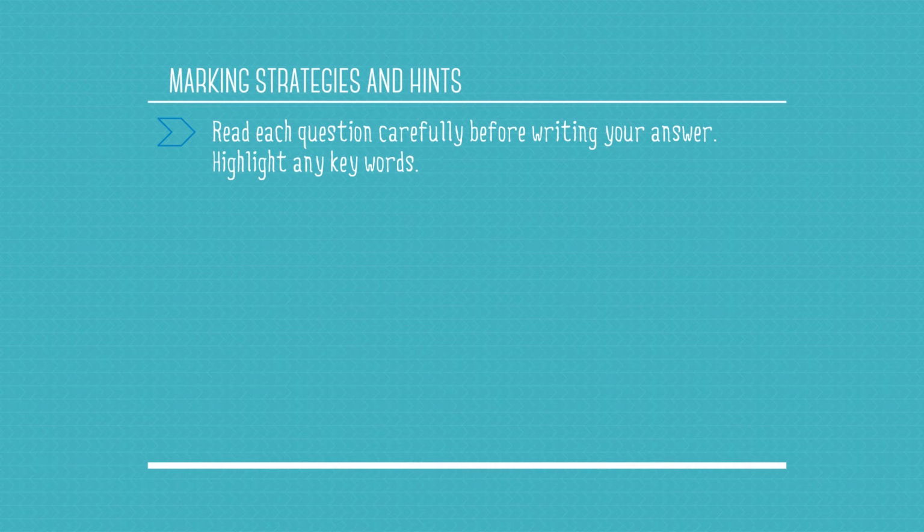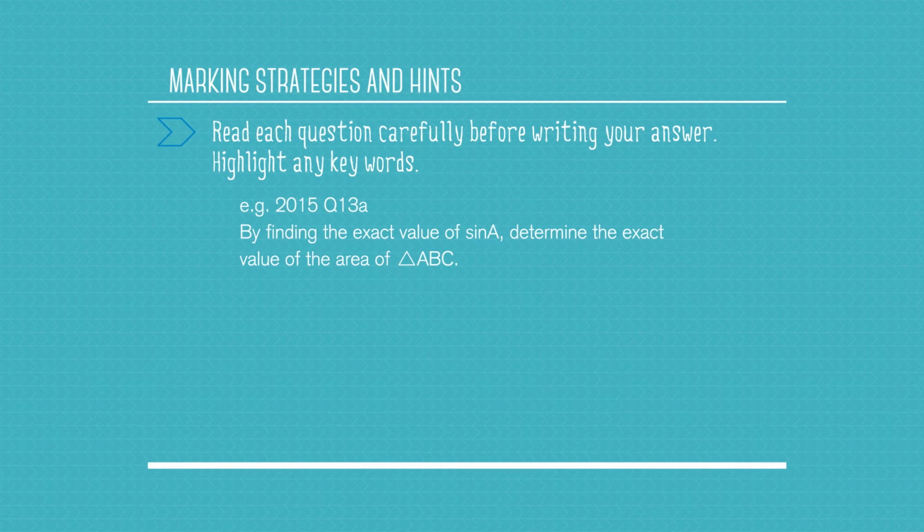Read each question carefully before writing your answer. Highlight any key words. Now in the 2015 paper in question 13A, the question said, by finding the exact value of sine A determine the exact value of the area of triangle ABC. And I highlighted the word exact there, right?